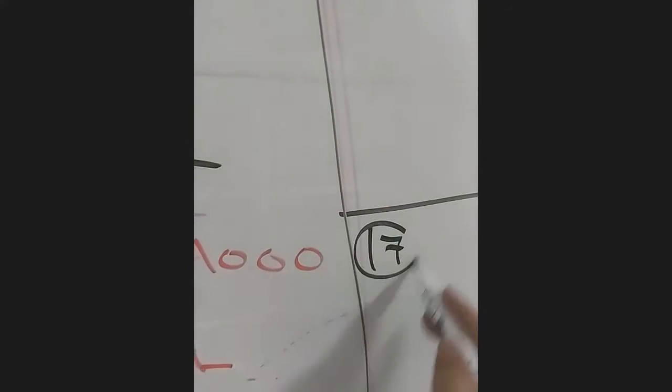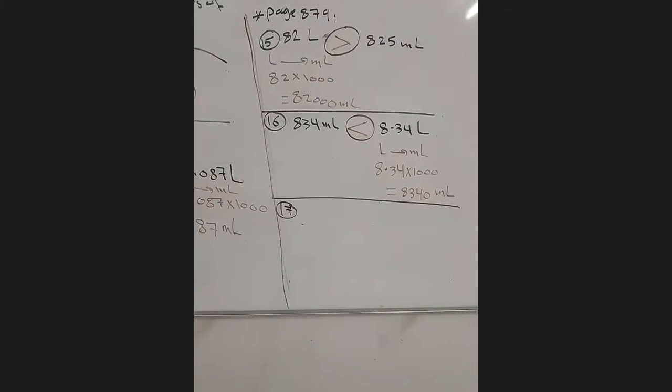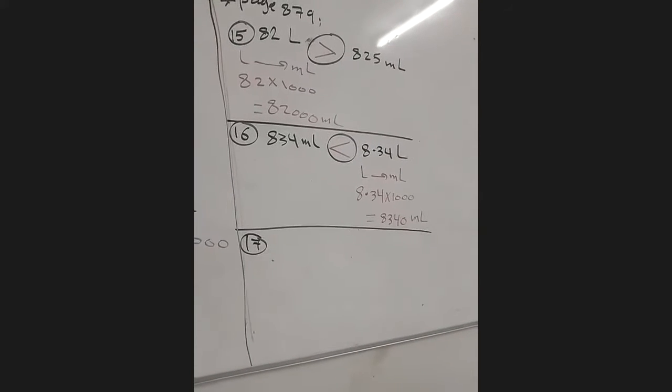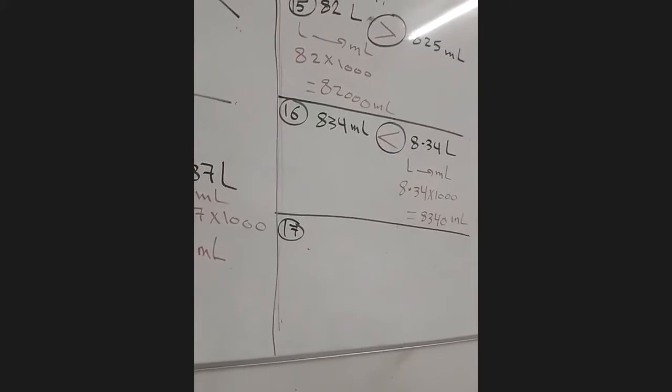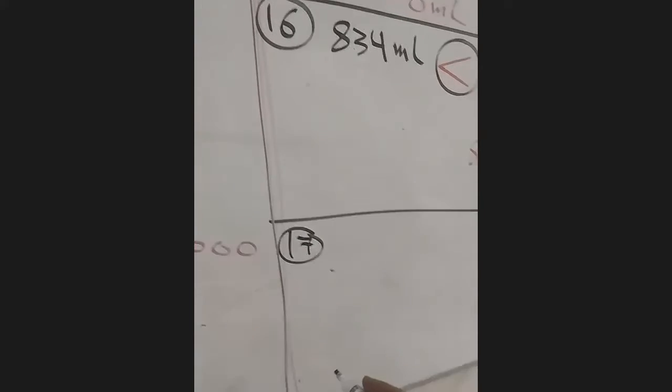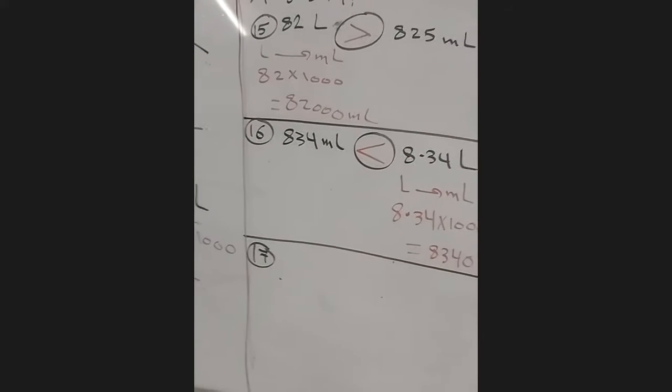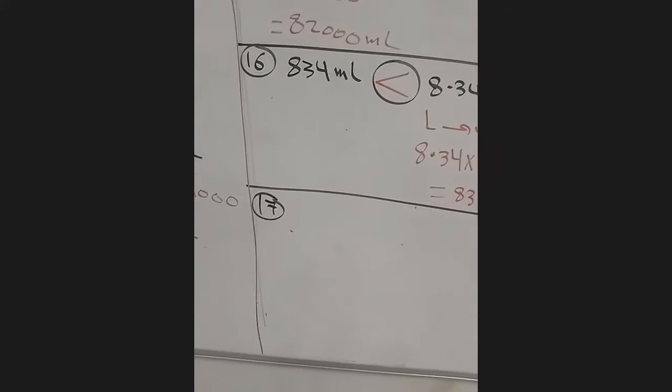Question 17. We did 18 already. It's equal. Question 17 now. Ahmed, question 17, read. Measure the distance across the sunflower. Question 17, page 879. Page 879. Why isn't your book ready, Ahmed? Sorry.